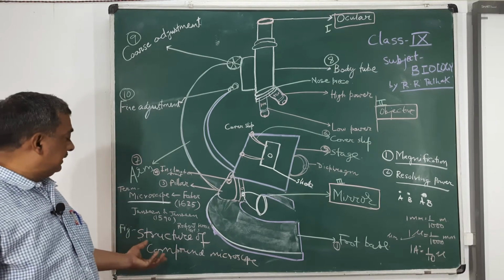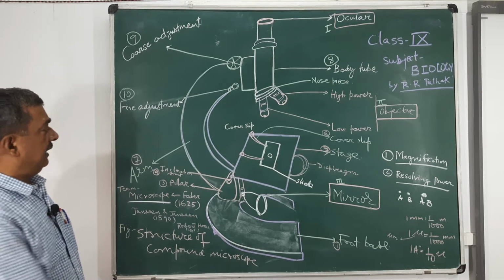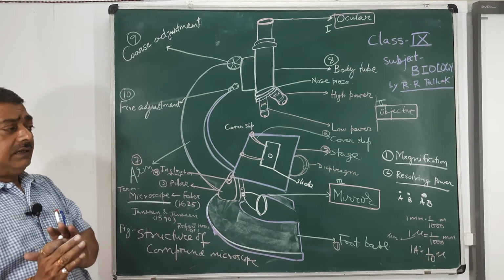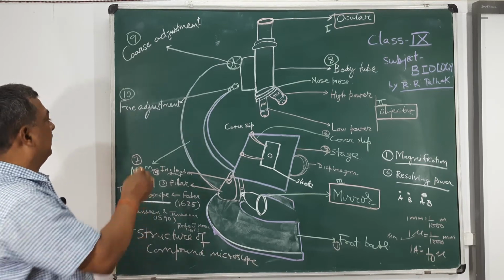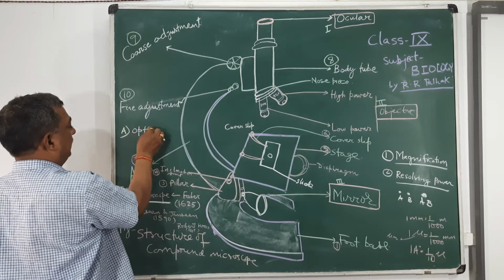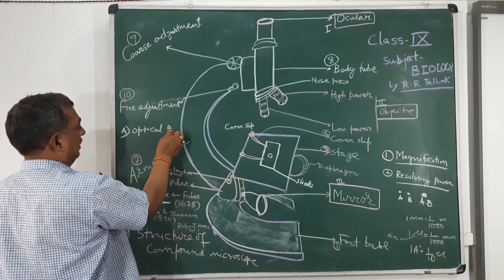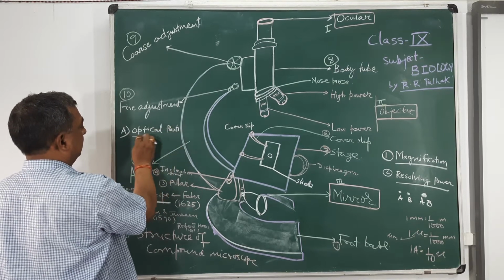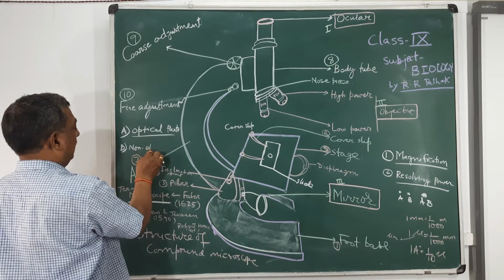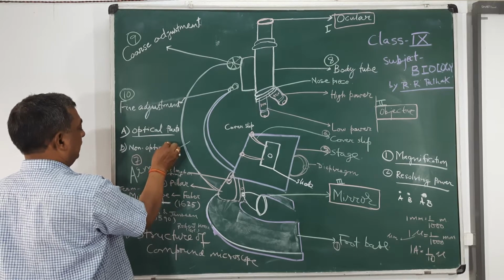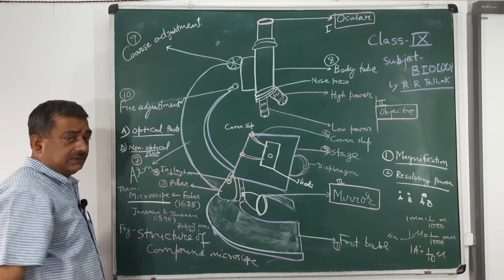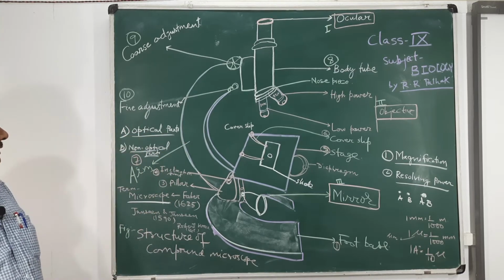So what are the different parts of the compound microscope? As the figure indicates, the entire compound microscope can be categorized into two main parts. First is the optical parts, and another is the non-optical parts or mechanical parts. What are the optical parts? First of all, I would like to discuss the optical parts.